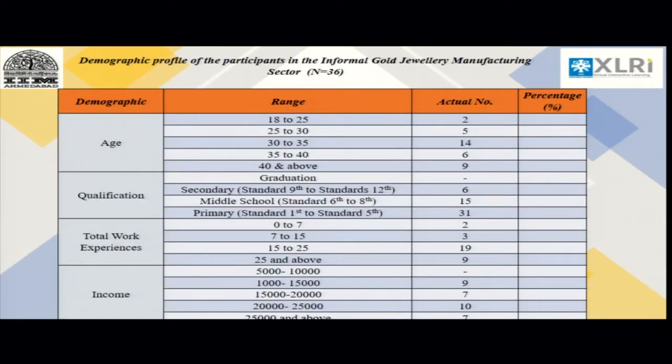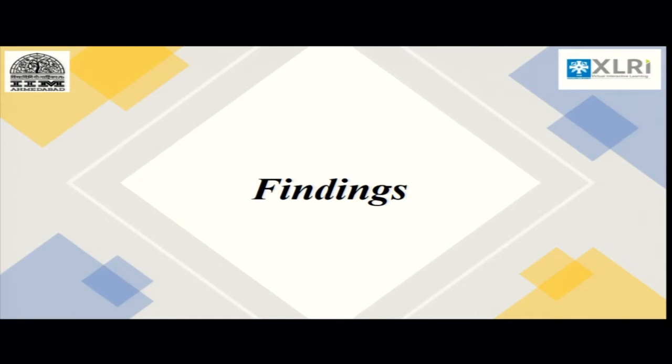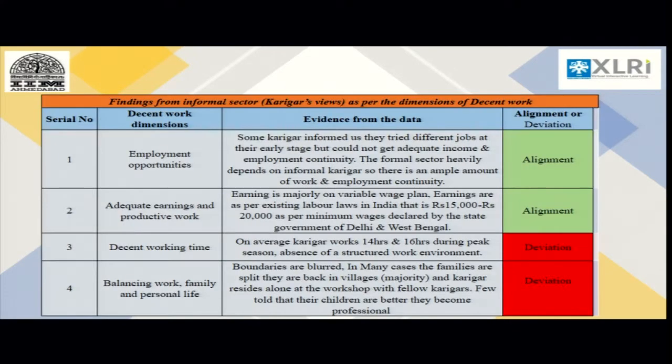This is a glimpse of what I have already shown: the age group, qualification, total work experience, and income data. So I am directly getting into the findings. I am not showing the quotes of the employees, again because of the time constraint. We have put them into table format. This is not the way a qualitative study has to be presented, but in case quotes are required, we can share them later. The first dimension is employment opportunity. Our finding is that there is an alignment in this case in the informal sector.